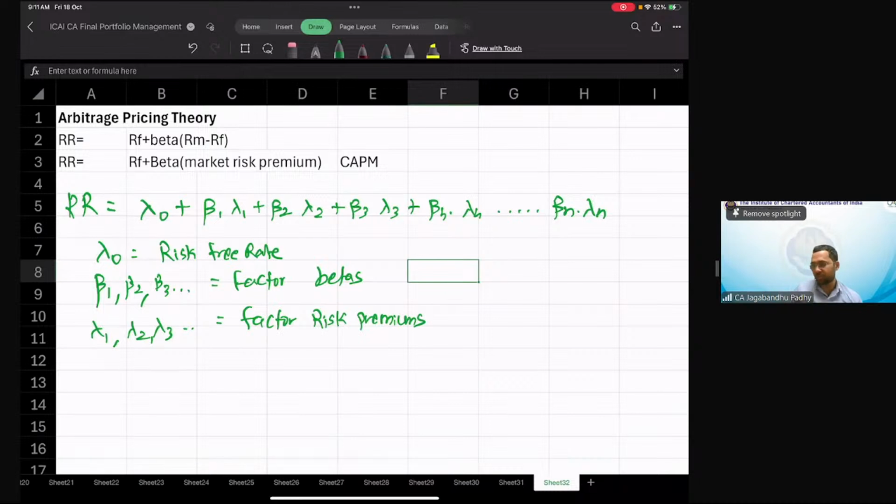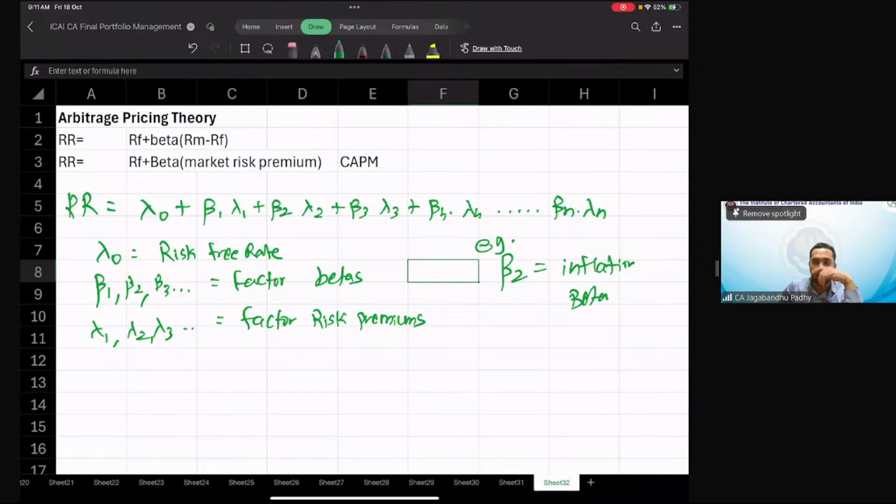For example, inflation. Do you think inflation will impact all the industries equally, or will it have varying effects? Say beta 2 is the inflation beta, the sensitivity of the security return with regards to inflation. Whenever the inflation numbers are out, whenever there are changes in inflation, what do you think about the impact? Will it impact all the industries, all the companies equally?